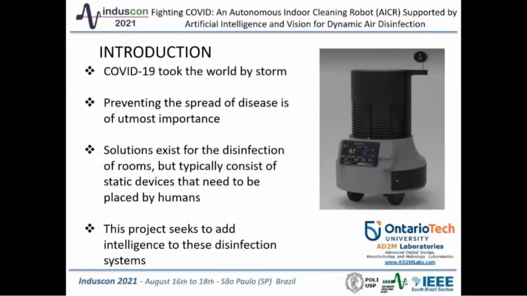So COVID-19 took the world by storm, as we all know, and it really highlighted the necessity of disinfection and making sure that we don't spread diseases between people so that we don't get into these types of situations again. There already exist solutions for disinfection of rooms, but a lot of the times these are static devices that need to be placed by humans, and they can be dangerous in some instances for UV light, basically. So what we're trying to do here is add intelligence to these disinfection systems.